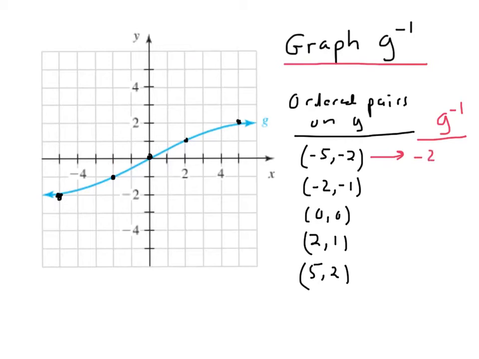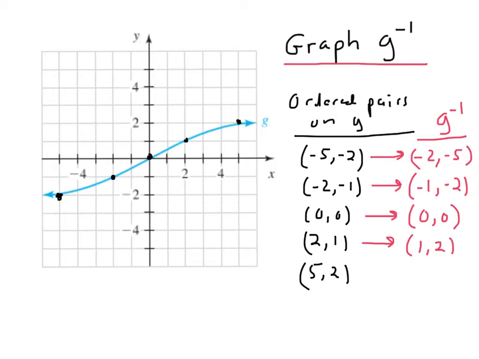So it's going to be -2, -5. Because the input becomes the output and the output becomes the input. This point here will get switched around and become -1, -2. And I'll do the same thing on all of these. 0, 0 stays 0, 0 when you switch them. This one becomes 1, 2, and this one becomes 2, 5.